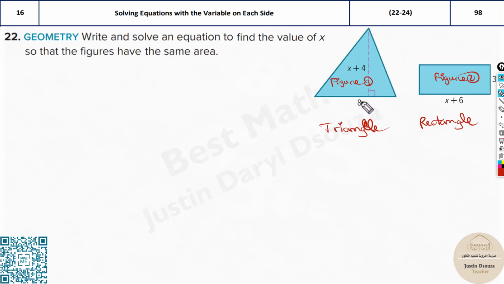Now, what are the formulas for areas? But before we go to the areas, let's see what are the given parts. Let me just change the color here. So here you can see the vertical height is given, isn't it? This height, can you see this is 90 degree? So that height over here, x plus 4, is h. Whereas this one is the base. That base over there is b.